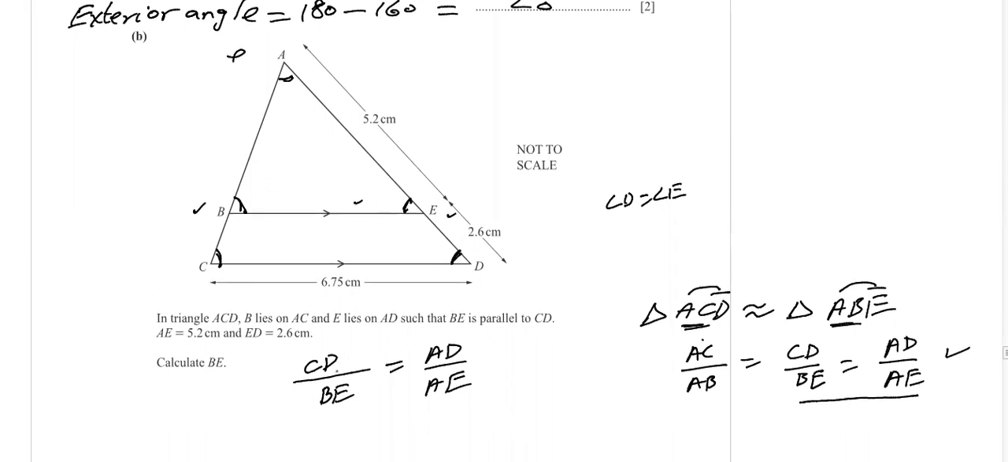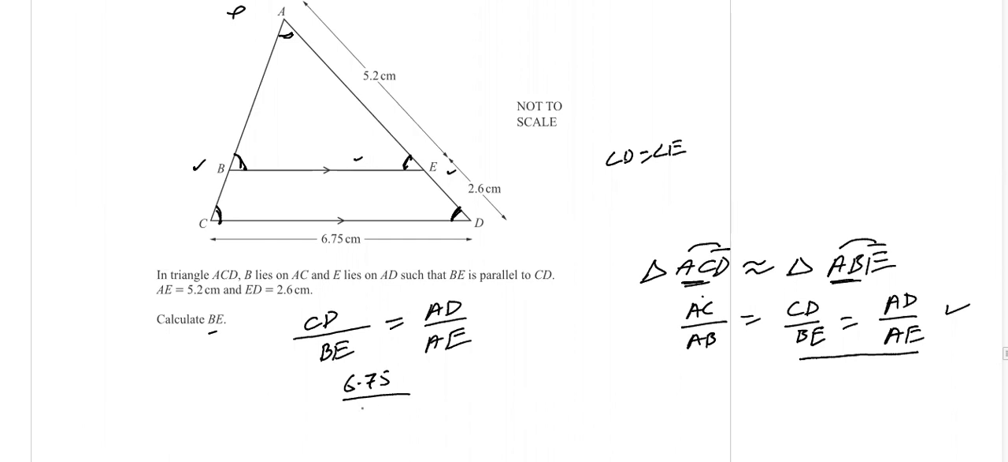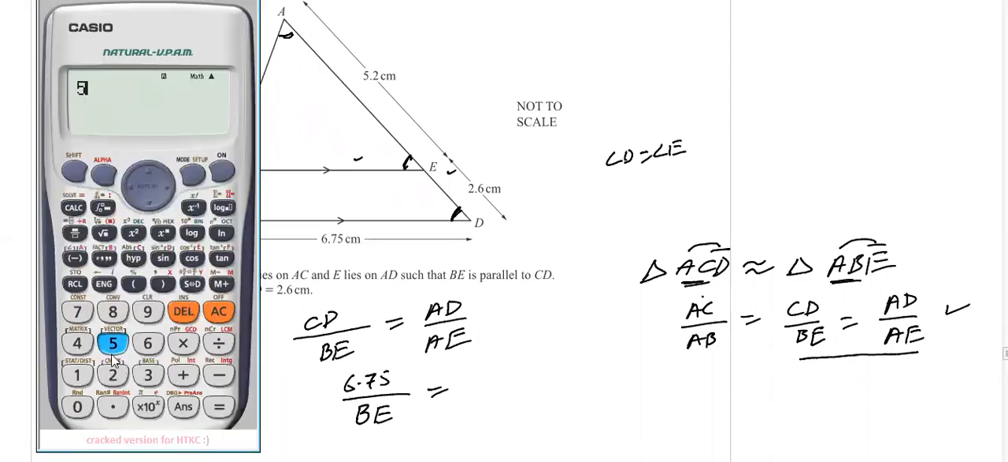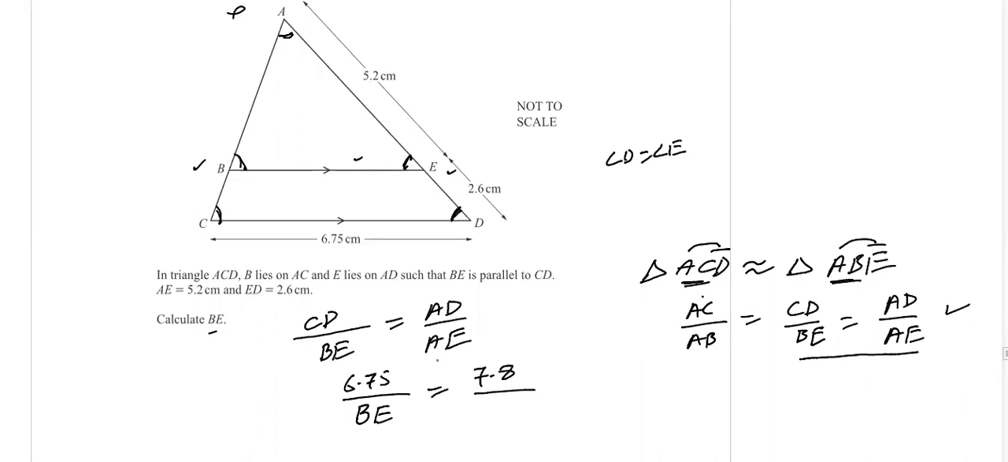So using this, what is CD? CD is 6.75 over BE. BE we have to find, that has been asked. So write BE equal to AD. From A to D, the total is 5.2 plus 2.6, because that is the total AD. It is 7.8 over AE. From A to E is just 5.2.